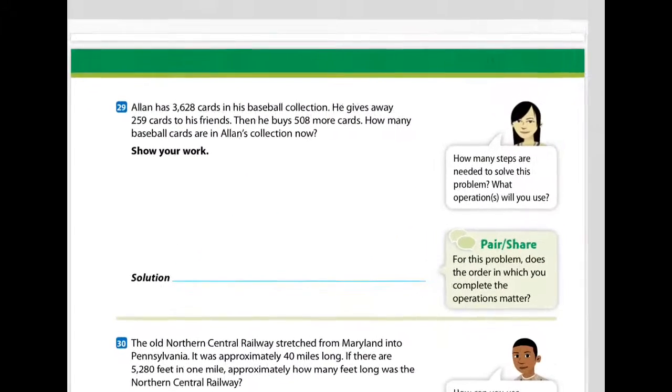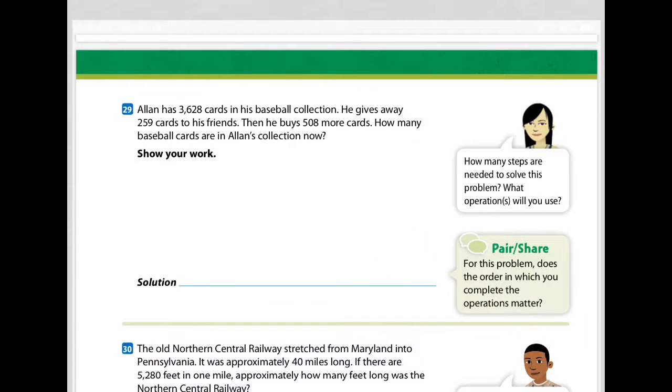All right, so we're going to do the same thing with number 29. You're going to read it, you're going to pause the video, try to solve it. Now, if you're not exactly sure of the operation, you can restart it, and I'll go over that part first, and then you'll pause it and do the math. All right, pause the video now, read the problem, and get started. Go.